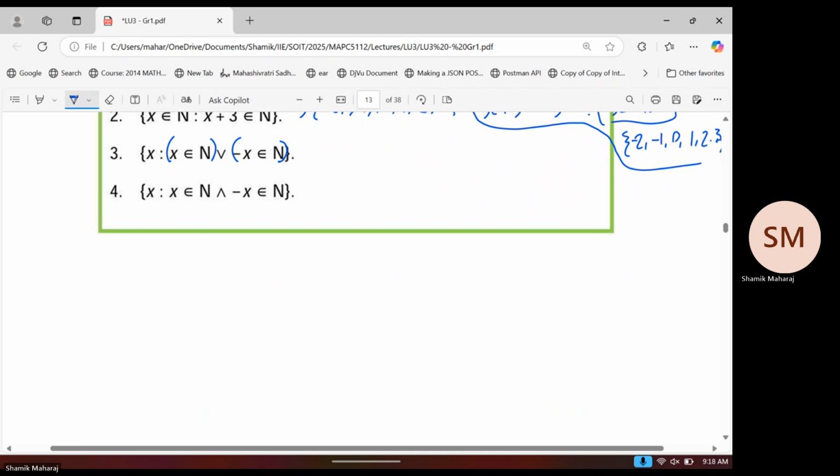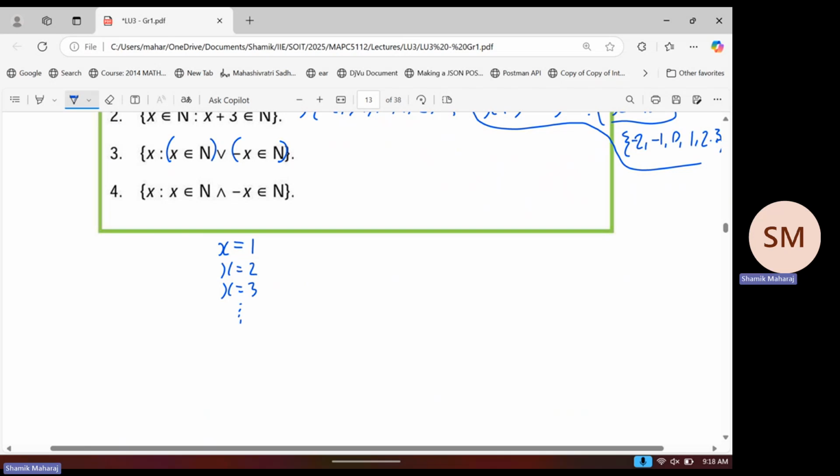Okay. So for the first one, x is an element of natural numbers, which means that will give us the elements. Again, we can do it like we did before. We can say x is equal to the first natural number, 1, x is equal to 2, x is equal to 3, and so on. That's coming from the first bracket.